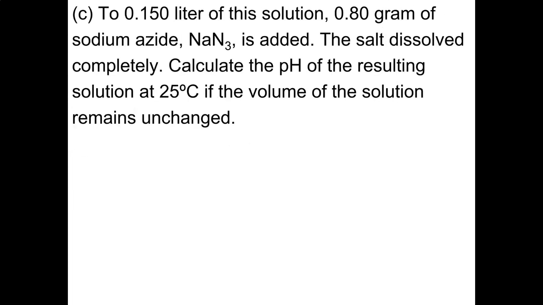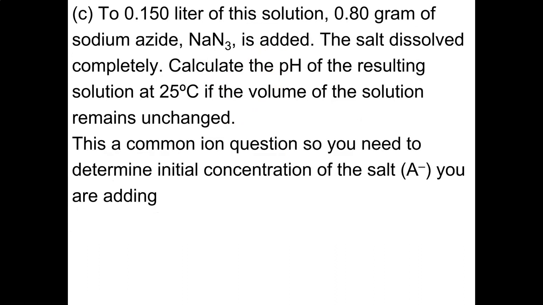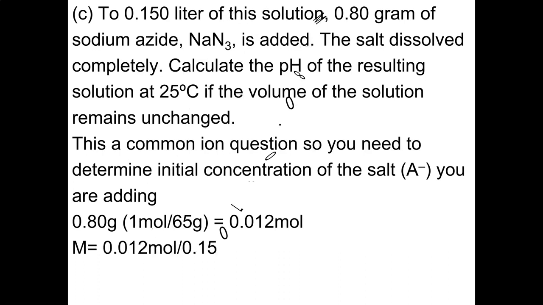All right, to 0.15 liters of the solution, 0.8 grams of sodium azide is added. Okay, so the concentration you're starting with is still going to be the same, but now you have a common ion question, right? You have NaN3, which is a common ion. So what do you do mathematically? Well, now you need to account for that. So I'm going to get my moles of the sodium azide, get 0.012 moles divided by the volume to get a molarity.